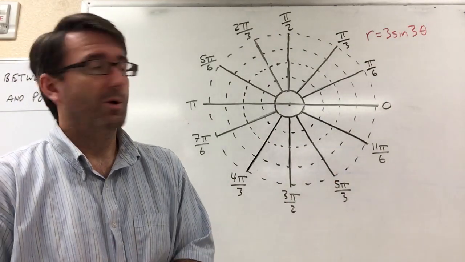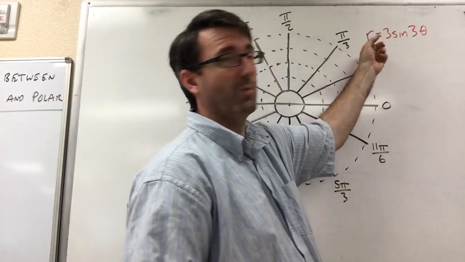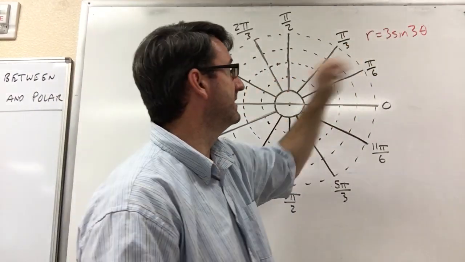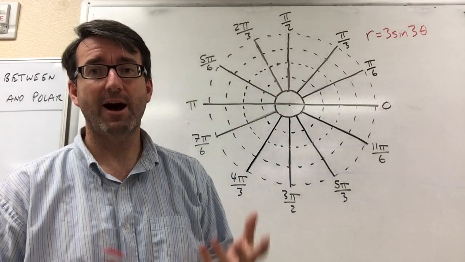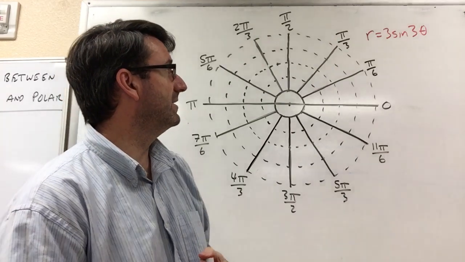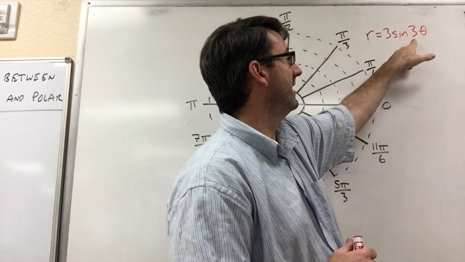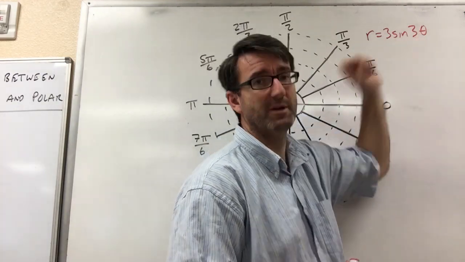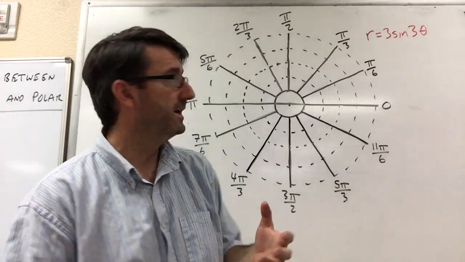So the first thing we're going to notice is r is not squared, so we know it's not a lemniscate. And we're not adding or subtracting any constants here, so we know it's not a limaçon. And we're multiplying this theta by some number other than 1, so we know it's not a circle. This has got to be a rose.